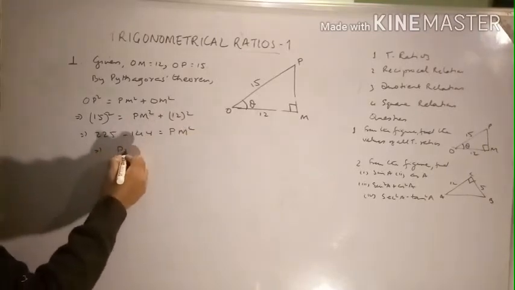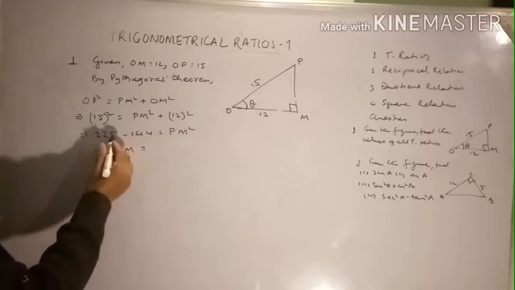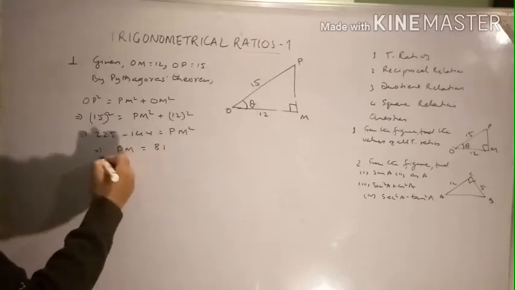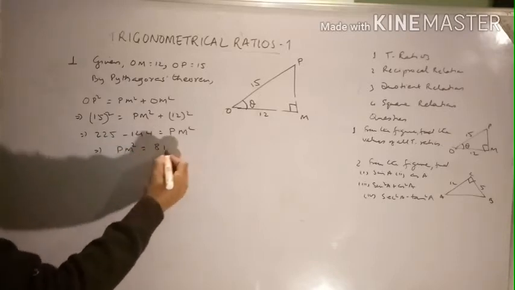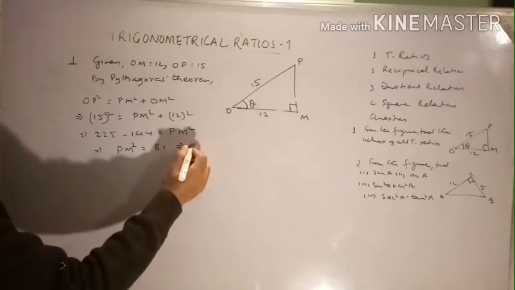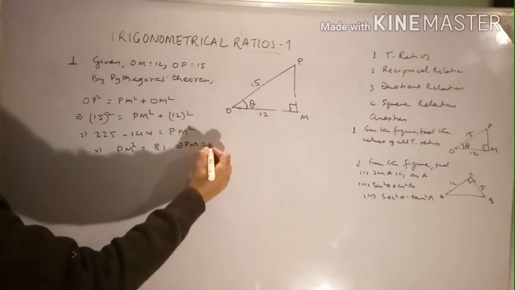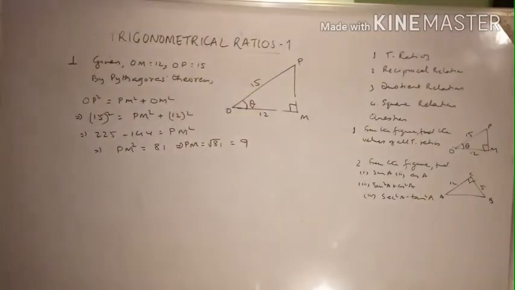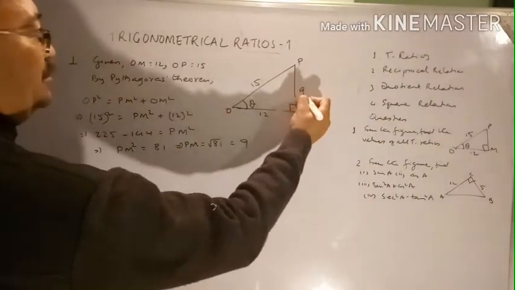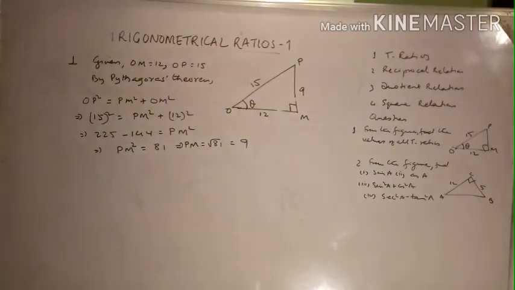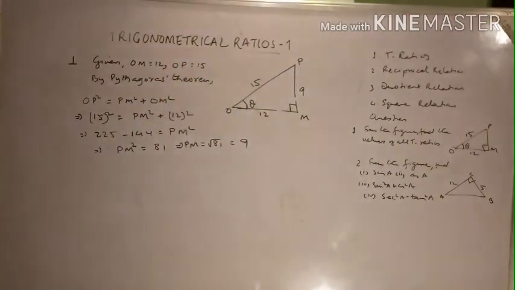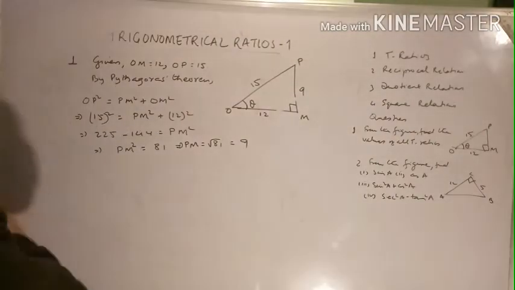This implies PM square is 225 minus 144, which is 81. So PM square equal to 81 implies PM is equal to root over 81, equal to 9. We take the positive value because length is always positive, so 9. Now we have all the three sides. Whenever you have to find the values of the ratios, make sure that you know the values of all three sides.